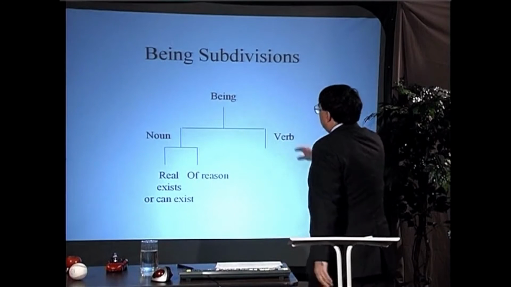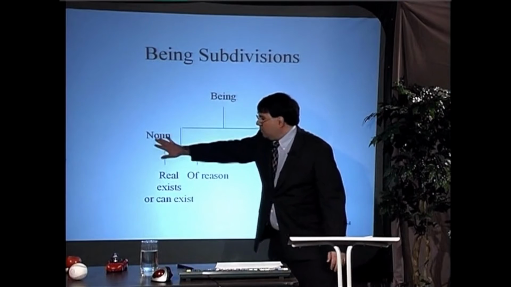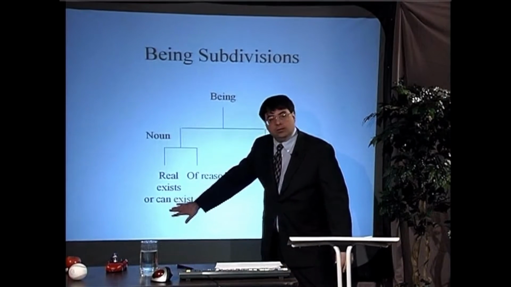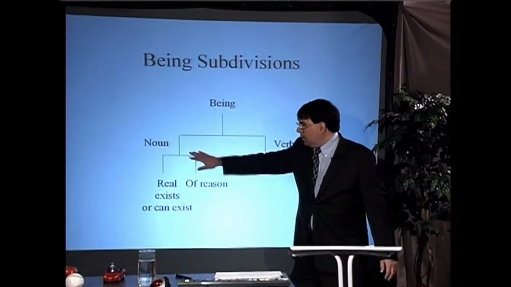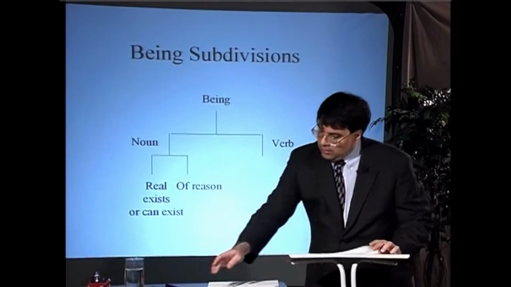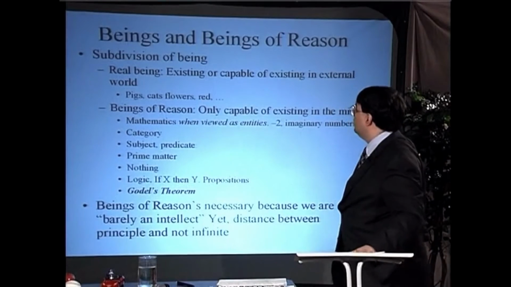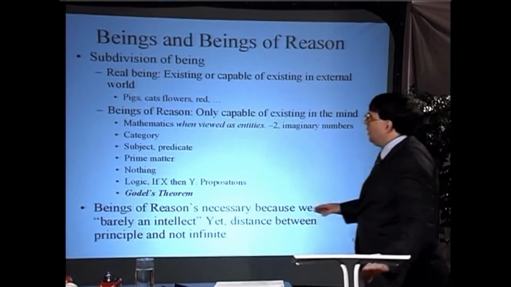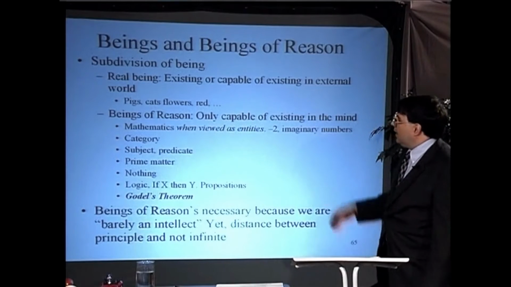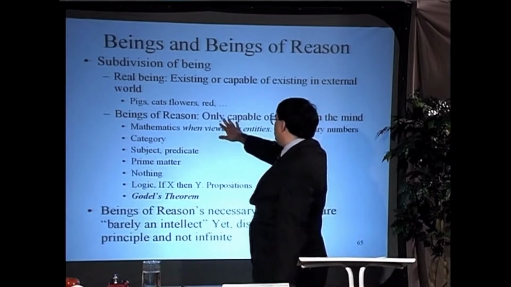And so we see the subdivision. Being, anything that exists, and the noun concept and the verb, the to be. And the noun breaks up into real being, that which exists or can exist, and the part that only exists in your mind, or the being of reason. And let's give some examples of this. Real being would be like pigs, cats, flowers, red. Red is a real being. It's an accidental being, so it has to exist in another. And then beings of reason.